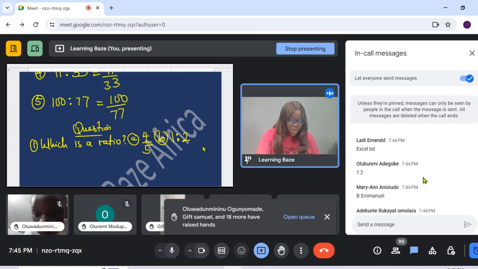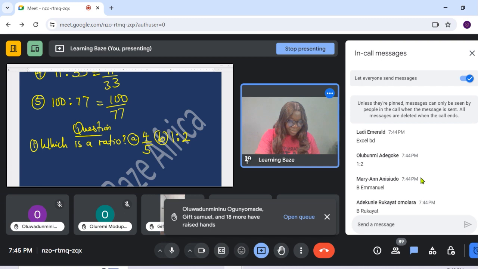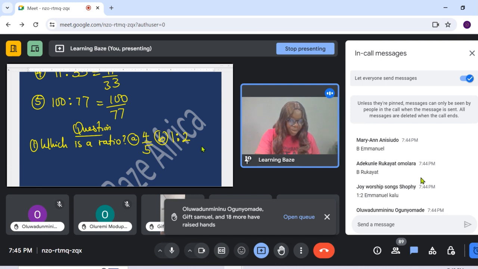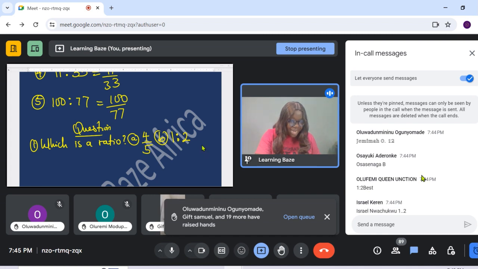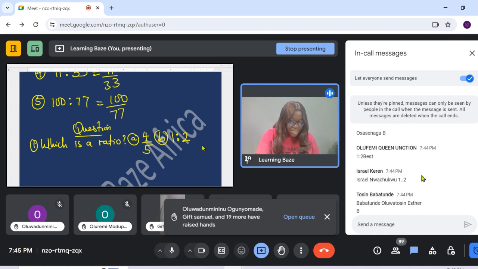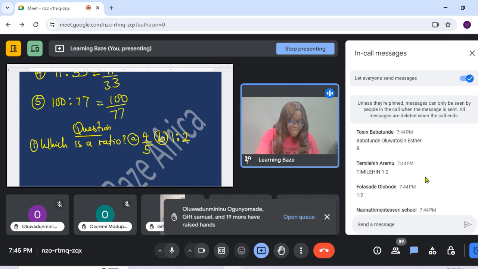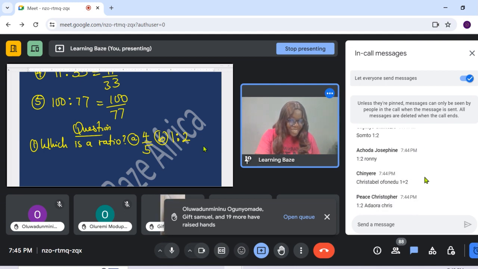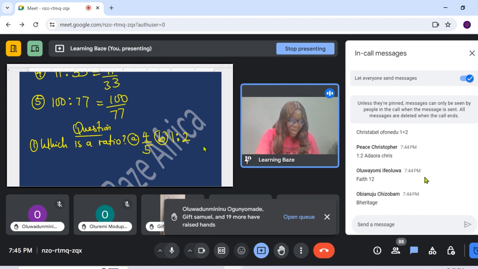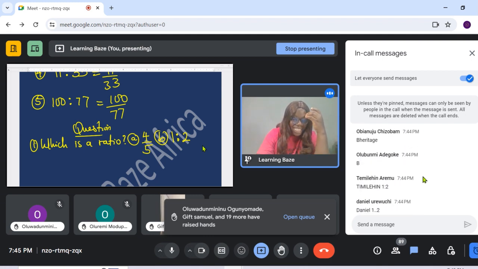Jadiel, correct. Ifeanyi Chukwu, correct. Excel, Olubunmi Adegoke, correct. Emmanuel, Rukayat, Emmanuel Kalu, correct. Jemima, correct. Osasenaga, correct. Olufemi, correct. Israel Nwachukwu, correct. Babatunde Oluwatosin, correct. Timileyin, correct. Folashade Olabode, correct. Naomi Ajulo, correct. Busayo, correct. Somto, Ronnie, Christabel, correct. Adaora, Faith, Heritage, correct. Olubunmi Adegoke, correct. Timileyin, Daniel, Olamide Faderin.